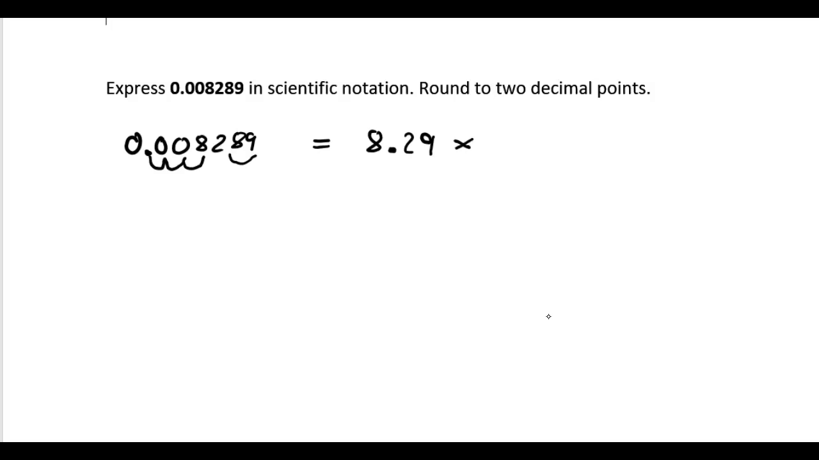So we've got 8.29 times 10 to the power of 3, because we shifted it 3 times, and we shifted it to the right hand side in this case, and therefore we have a negative sign here.